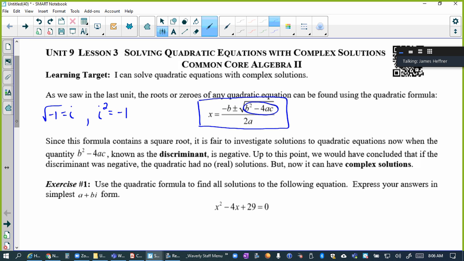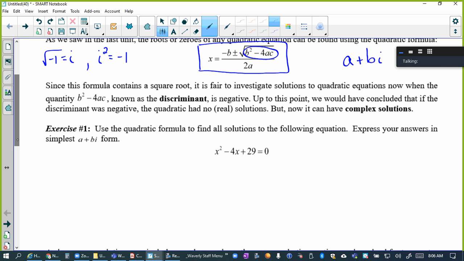And so we have our complex format, which mixes real numbers and imaginary numbers. Remember, it's an a plus bi form, right? The a is the real part, and the i is the imaginary part, okay? So let's just go down here and see how this works. So in exercise 1, we want to use the quadratic formula to find all solutions, okay? So let's start plugging in.